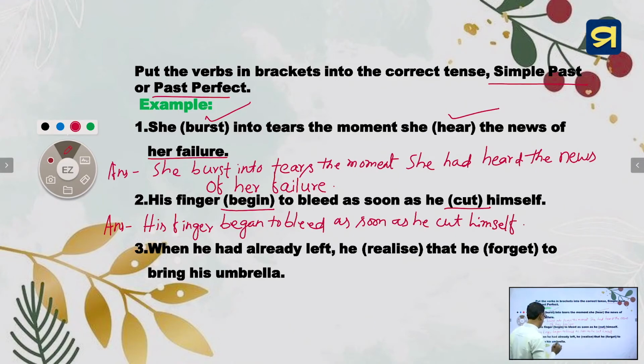Next, when she had already left, he realized, here is a verb, that he forgot to bring his umbrella. You see, exactly which action took place here first? Very good. That means he had forgotten to bring. That means how do you write?